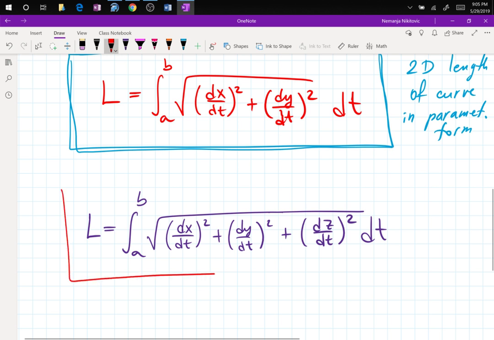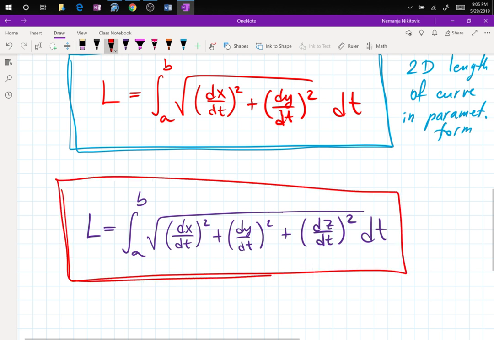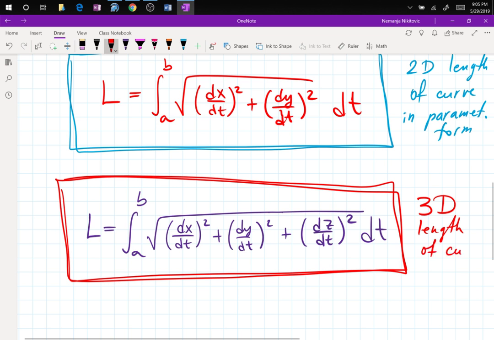This is the equation we're after. This is our 3D length of curve, parametric form. That's the one you need.